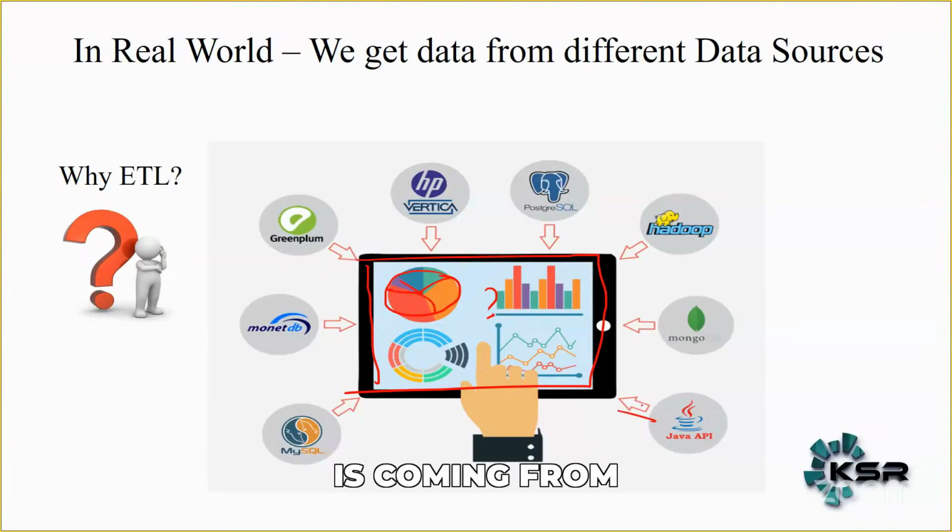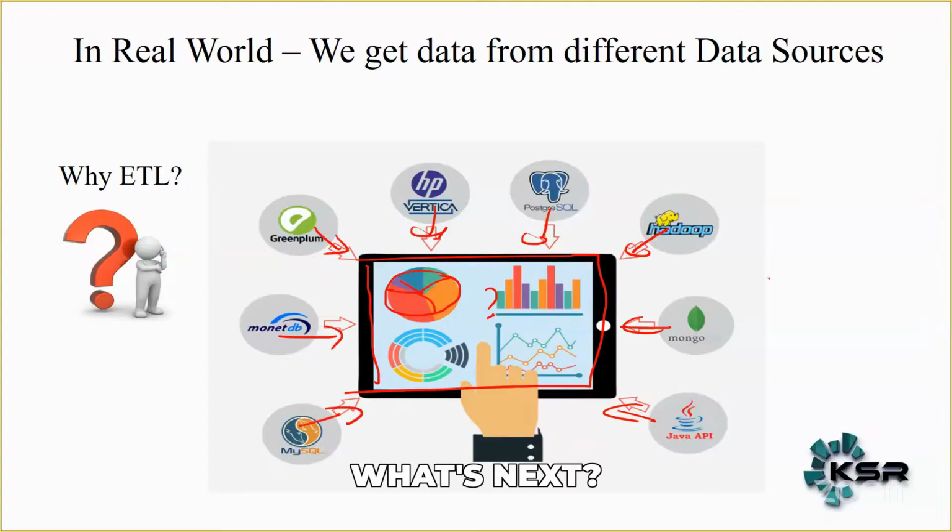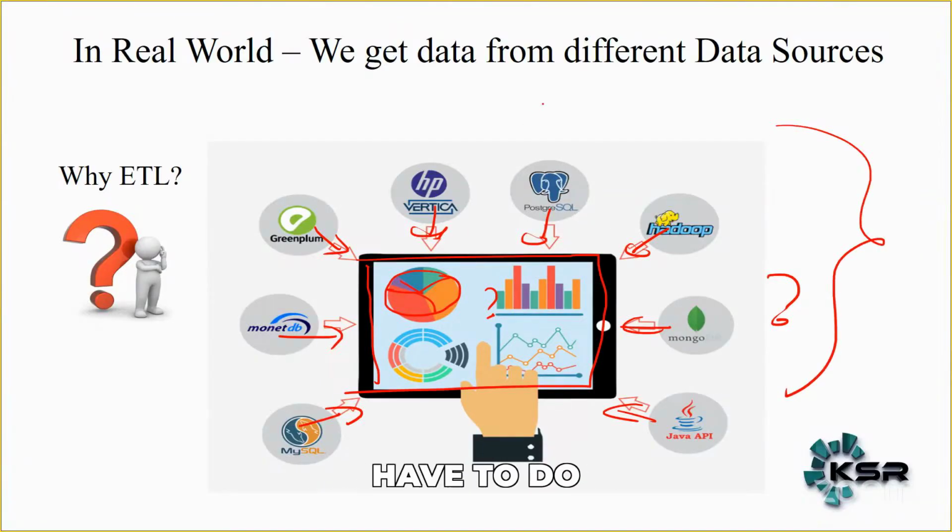And the data is coming from different systems. Okay, that is fine. I can do the analysis. What's next? What's next, right? So when the data is being received from the different data sources, we need to build that pipeline. What type of pipeline? We have to extract all the data first, and we will have to do some sort of transformations, and then we will have to load it.